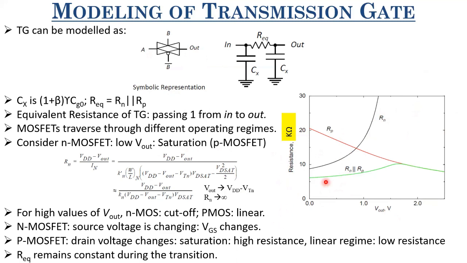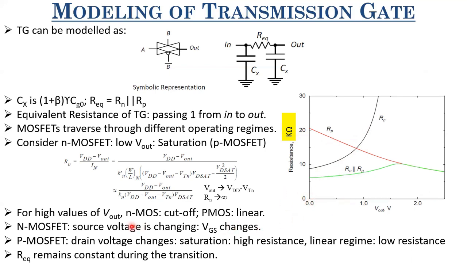So as to say, the current doesn't change much when your voltage is changing. So what does that represent? That represents that the resistance is high. If the current is changing largely when you're changing your voltage, that means that your resistance is smaller.